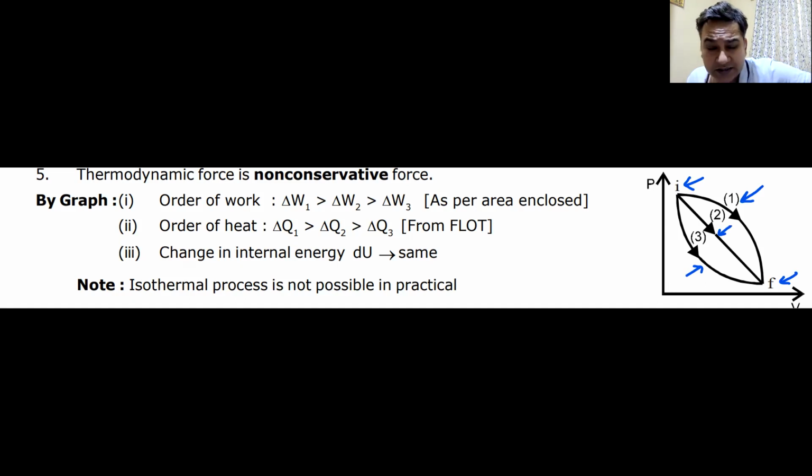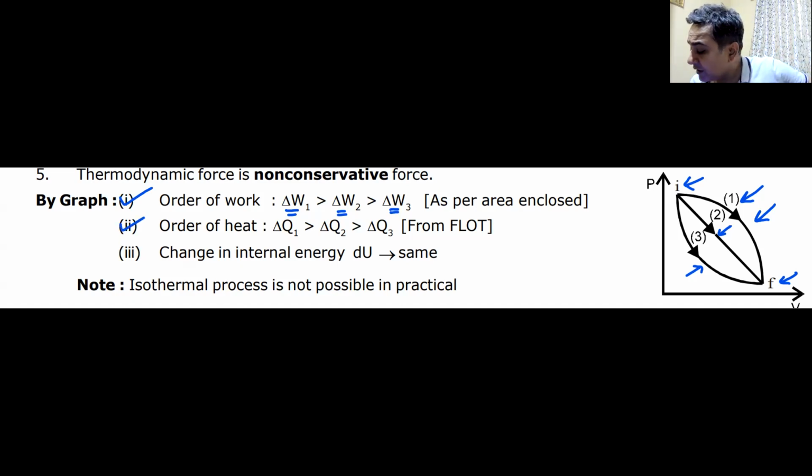Now, work done is the area under this graph. If you look at the area under graph number 1, it is the highest. Then area under graph 2, then area under graph 3, and therefore this is the order of work. In the first process, work done is most. In the third process, work done is the least. Do we understand this?